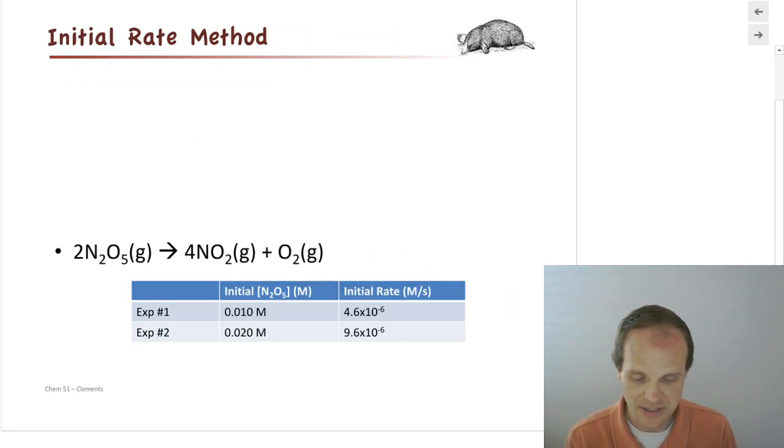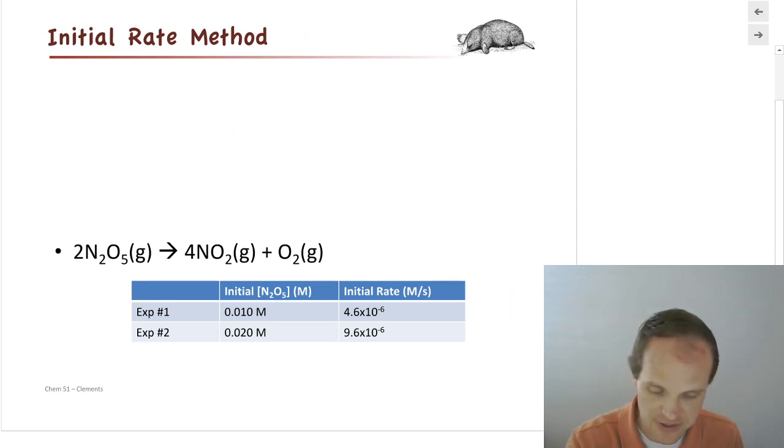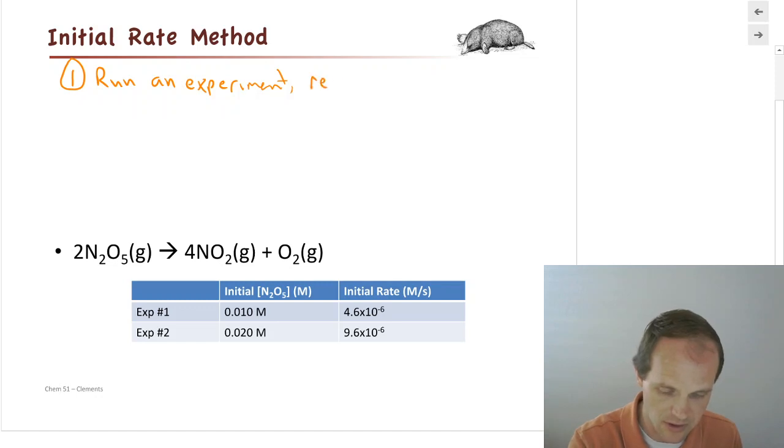So how does the initial rate method work? Well, there's essentially 4 steps that you do. The first step is you're going to run an experiment and record initial rate.